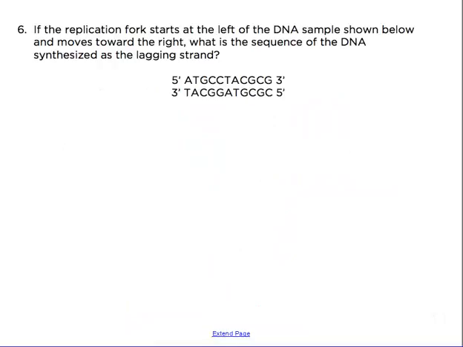Problem 6. If the replication fork starts at the left of the DNA sample shown below and moves toward the right, what is the sequence of DNA synthesized as the lagging strand? So if the replication fork is starting to the left and moves toward the right, that means that DNA replication is happening from left to right.